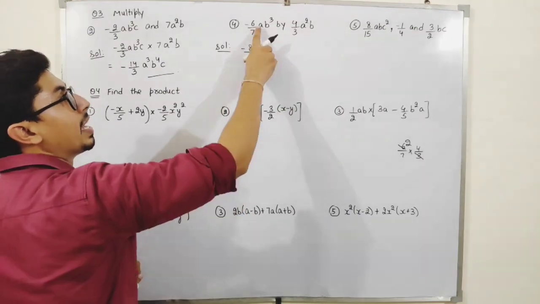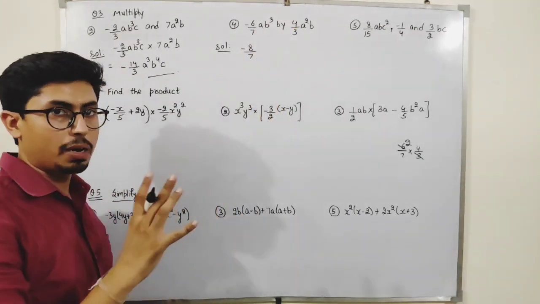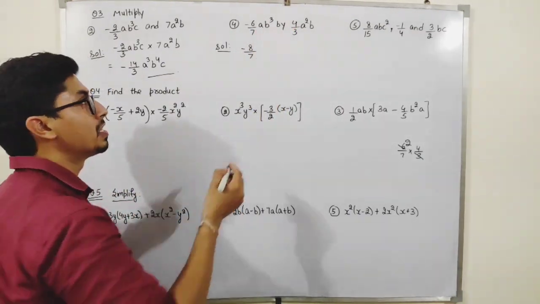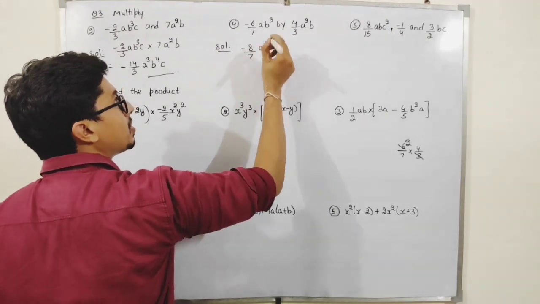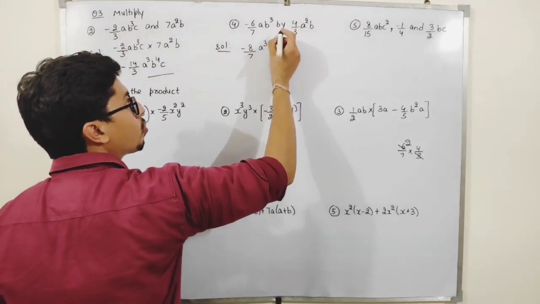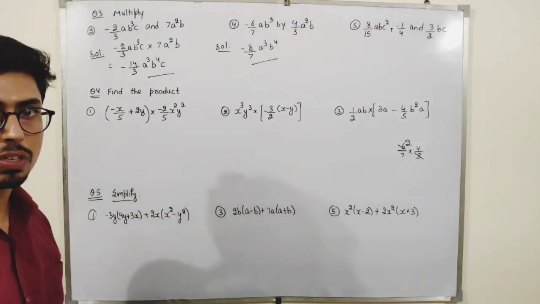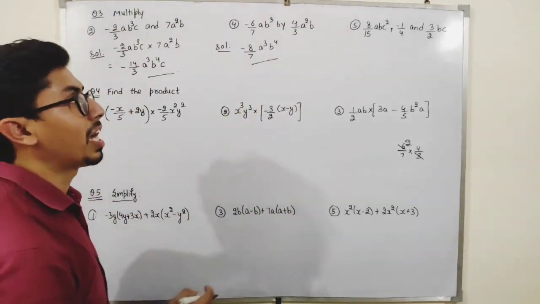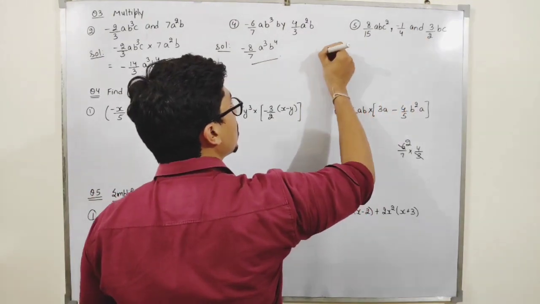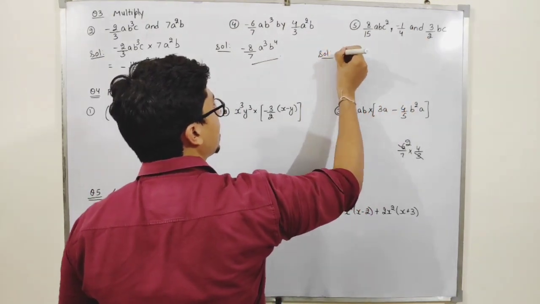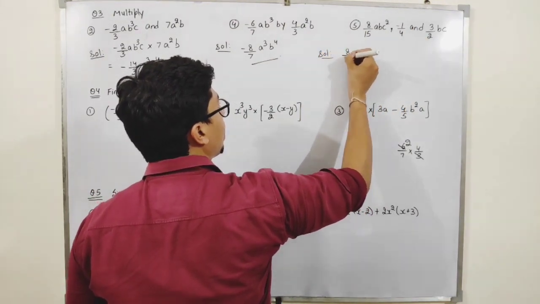Okay. Now a squared, they are in multiplication, so just add the powers. So a raised to the power 3. Similarly, add the powers of b, so it will be b raised to the power 4. So this is our required answer. Okay. Now similarly, students, I have to multiply these 3. So students, if I just multiply these 3, it will be like this.